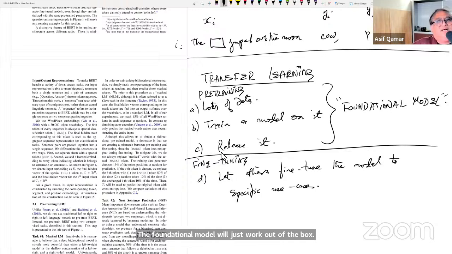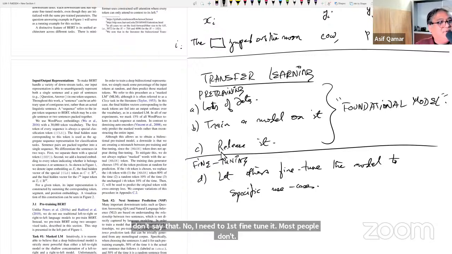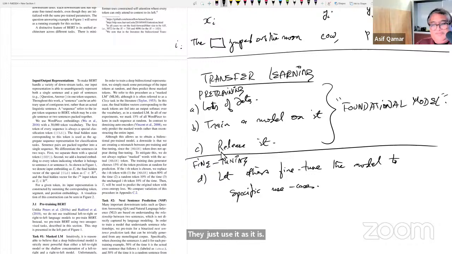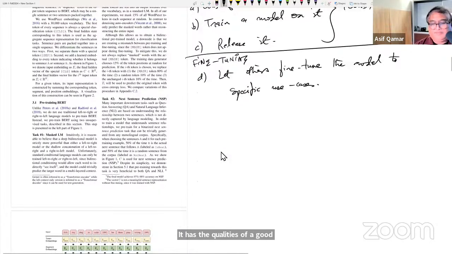Today, we take it for granted. We just set up Ollama on our machine, download an LLM, and start using it. No, we don't say that, no, I need to first fine tune it. Most people don't. They just use it as it is. Am I making sense? So that is the concept of transfer learning, whose two stages are pre-training a foundational model and later fine-tuning it for a specific task. But a good foundational model has the qualities of a good foundational model.